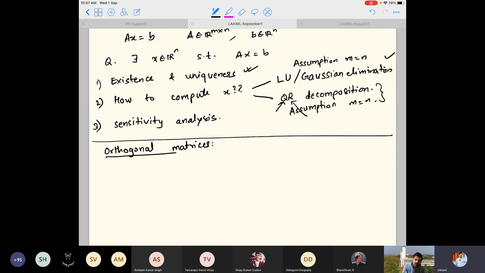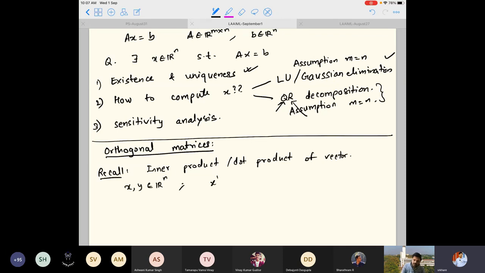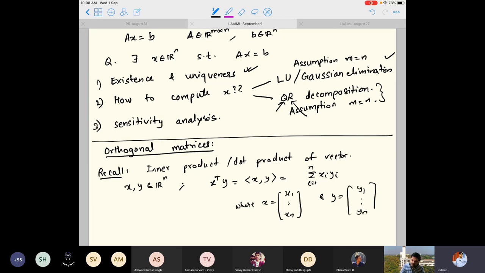Just a quick recall. We had defined something called the inner product or dot product. I hope you remember the inner product, the dot product of vectors. So how did we define that? For vectors x, y belonging to R^n, x transpose y, the inner product of x and y, is basically the summation of x_i y_i, i going from 1 to n, where x is the vector x1 up to xn and y is the vector y1 up to yn. So this is what we define as the inner product.